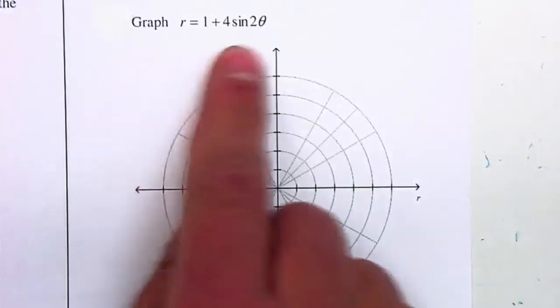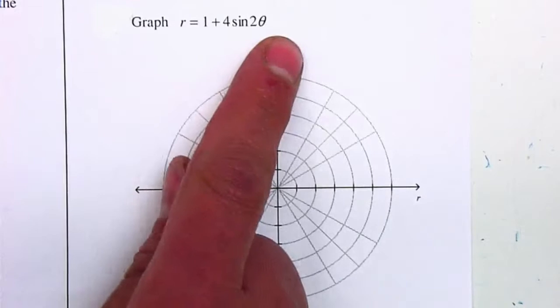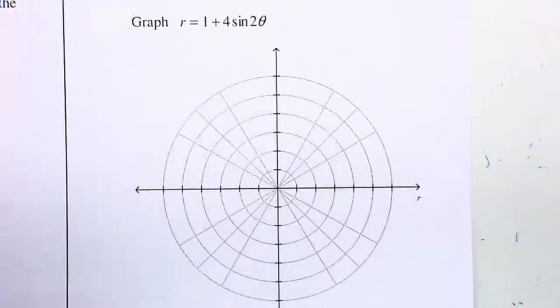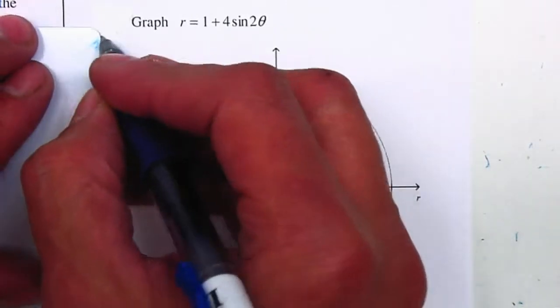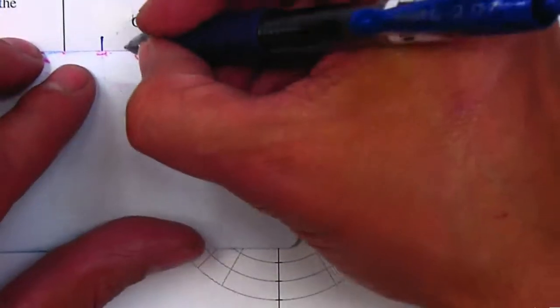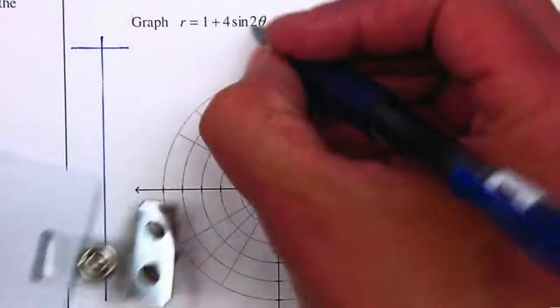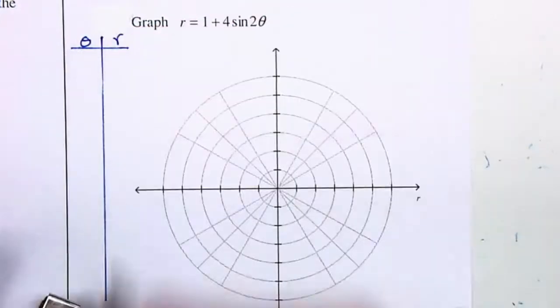Graph the following polar equation. Now, to be able to graph the polar equation, we are basically just going to make a table of values. We'll make a long table of values, and I'm going to plug in values for theta. And once I plug them in, I'm going to get values back for r.